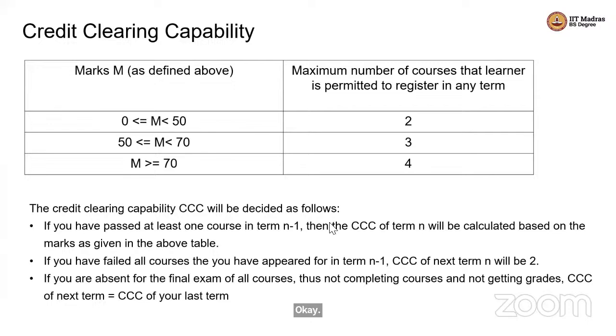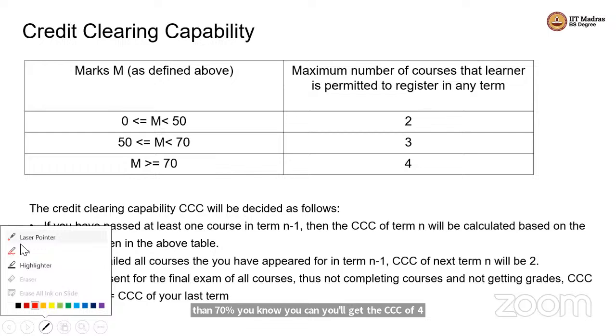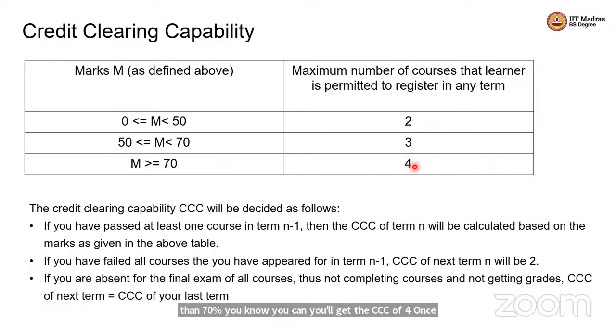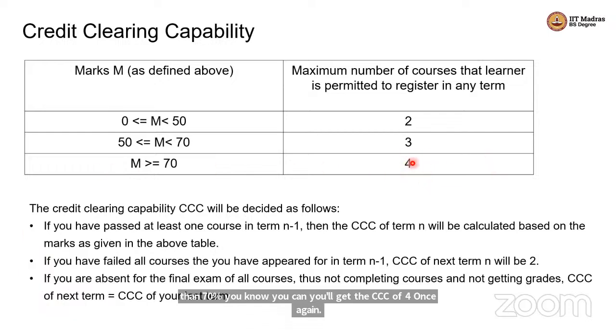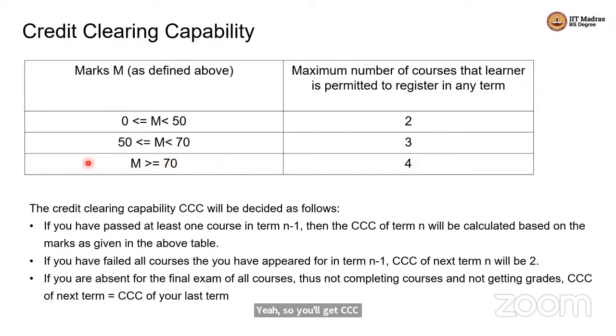Okay, so some of you have this question about the credit clearing capability. So this I think you already know. If you score more than 70%, you'll get the CCC of 4. That means you can take up to 4 courses next time. If it is 50 to 70, it is 3. And if it is less than 50%, it is 2. So there are certain conditions here. So what does it say?